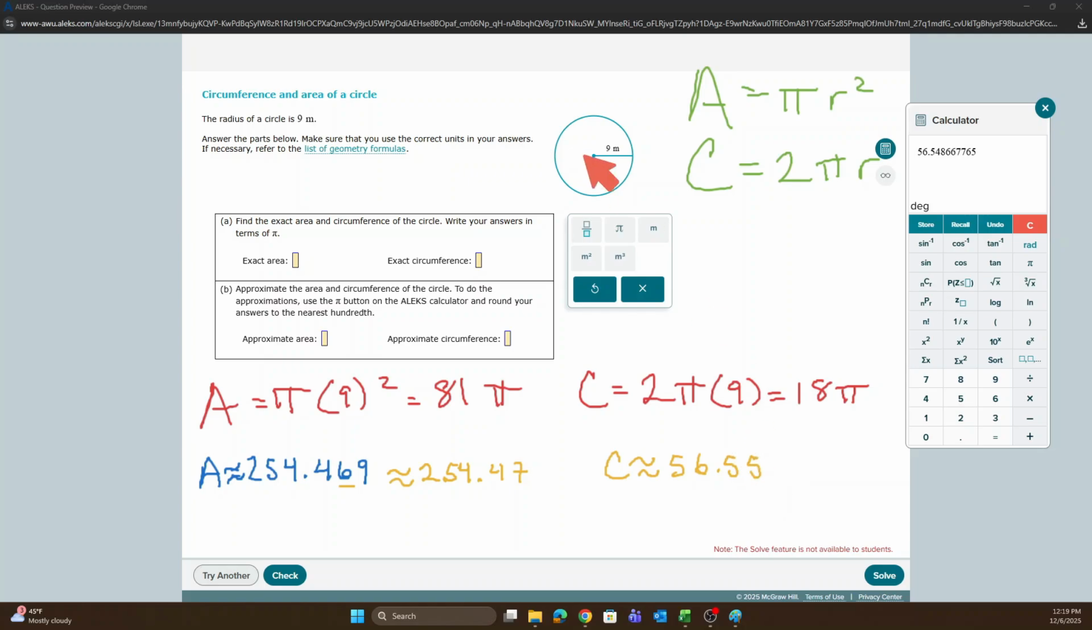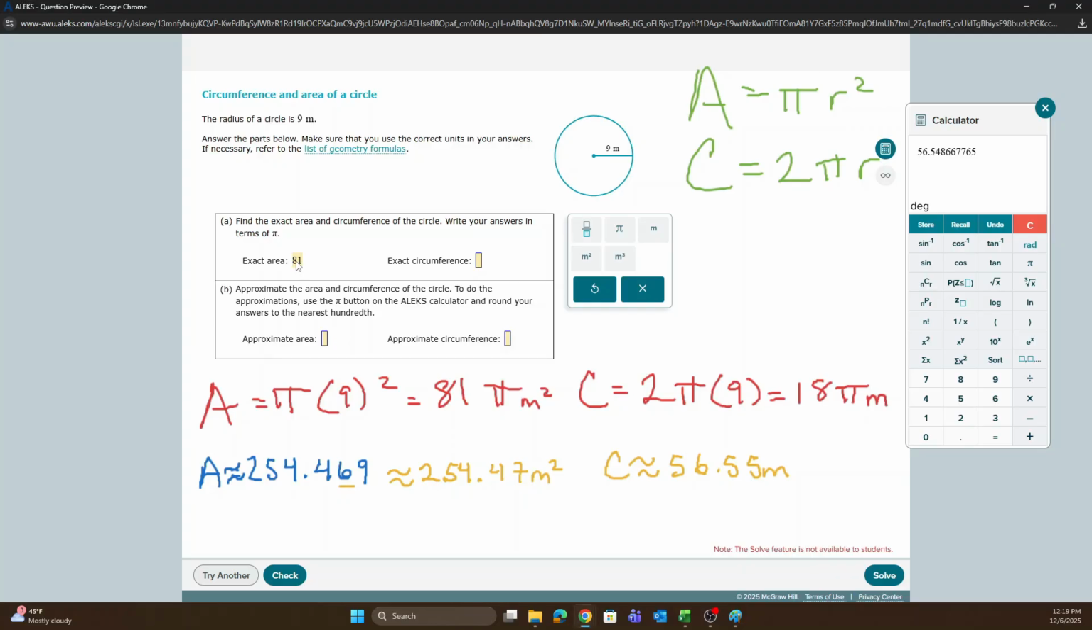Now I would like to note that these all are missing the meters. So this one is actually 56.55 meters. This is 254.47 meters squared. And then for our exact ones, once again, area is meters squared, and circumference is meters. So those are going to be all the information that we have once we put this in.